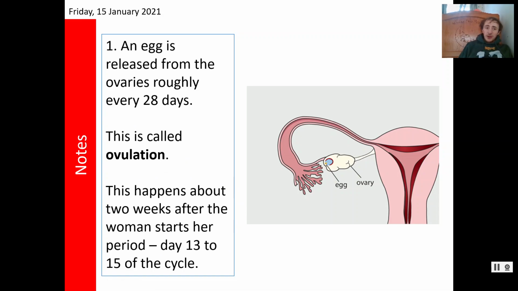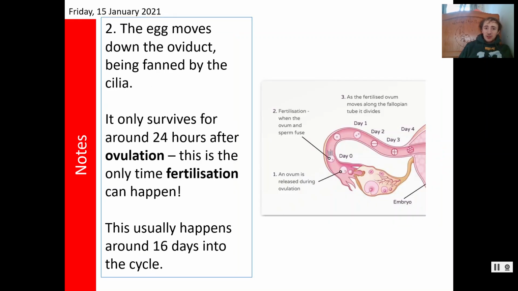Fine, I'm going to move on to slide 2 now. Stage 2: once the egg's been released, it moves down the oviduct. Now, as part of that, it has to be fanned along by cilia. And this is the second time we've heard the term cilia in GCSE. I wonder whether you can think of what the other one is.